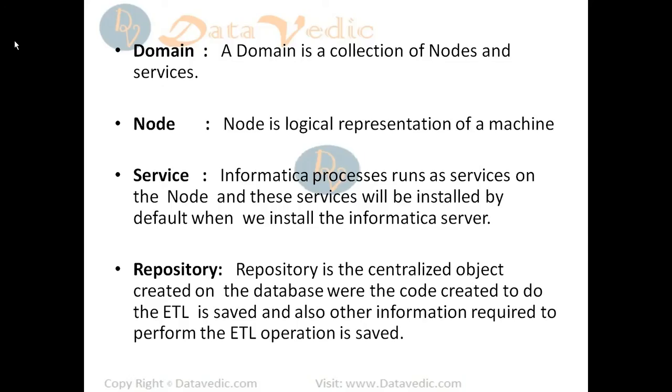So next is repository. A repository is the centralized object which can be created on the database and where the Informatica code will be saved. This repository will have metadata tables. When you create a repository, there will be more than 600 metadata tables created in the repository where the Informatica code will be saved, right?